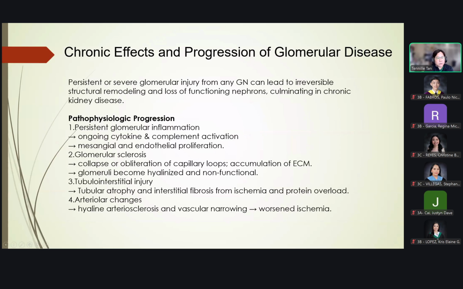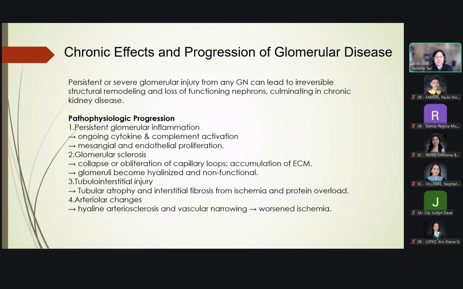So the pathologic progression: usually there's persistent glomerular infiltration because of ongoing cytokine and complement activation. You can have mesangial and endothelial proliferation. Next, you'll have glomerulosclerosis, so the collapse or obliteration of the capillary loops and accumulation of ECM. Eventually, the glomeruli become hyalinized and non-functional.